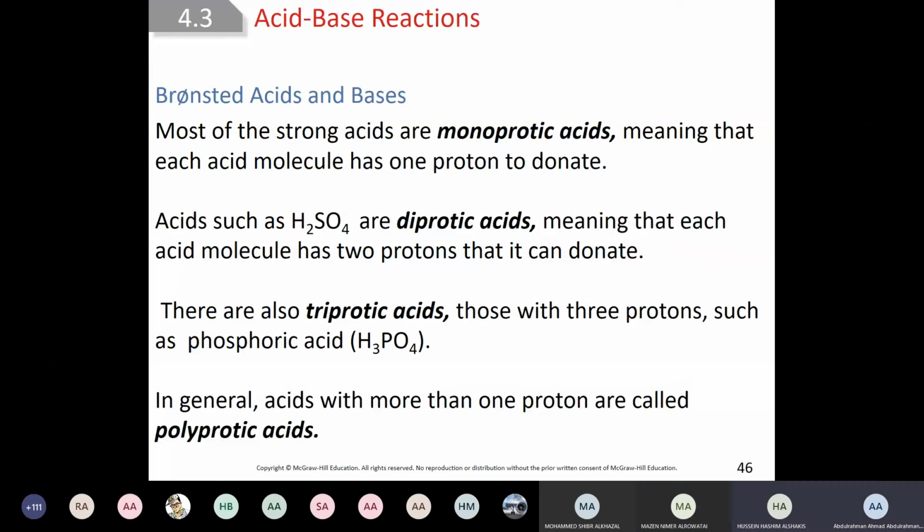Monoprotic, I want to define this and we'll come back. Monoprotic means gives one hydrogen. HCl is a monoprotic acid. Diprotic means two hydrogens, like H2SO4. Triprotic means three hydrogens. Polyprotic means more than one, two or more. Anything HnX where n is equal to or greater than 2 is called polyprotic.